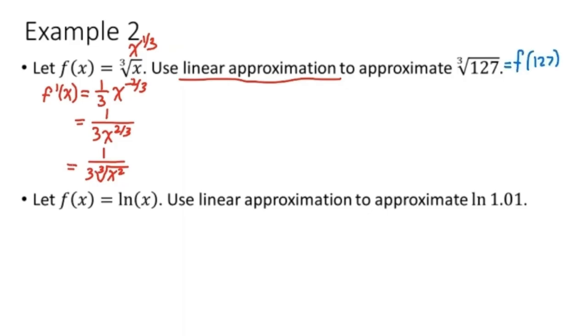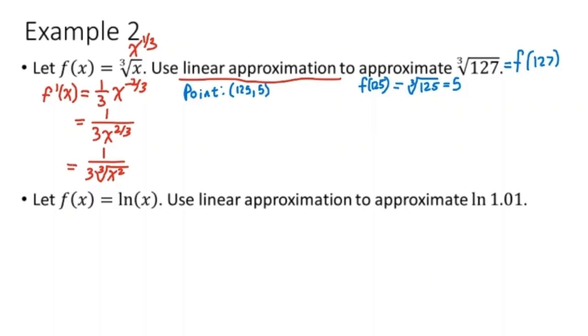So in order to make my tangent line I should pick a point with an x value that is really close to 127, but it's very easy for me to take the cube root of. Since we know that 125 is a perfect cube, and that the cube root of 125 is exactly 5, then we should use 125 as the x-coordinate of the point to find our tangent line. Now, from our decision, we already know that f of 125, which is the cube root of 125, is 5.